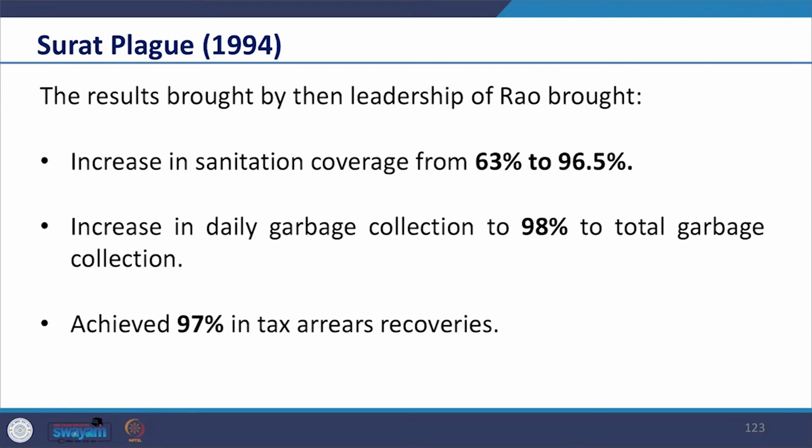Surat Municipal Commissioner Mr. S. R. Rao, appointed on 3rd May 1995, had taken major initiative in city cleanliness, system reforms, road widening, demolition of illegal constructions and so on. The result brought by the then leadership of Rao, we see that there was increase in sanitation coverage from 63 to 96%, increase in daily garbage collection to 98% of the garbage, and it achieved 97% of tax arrears recoveries.